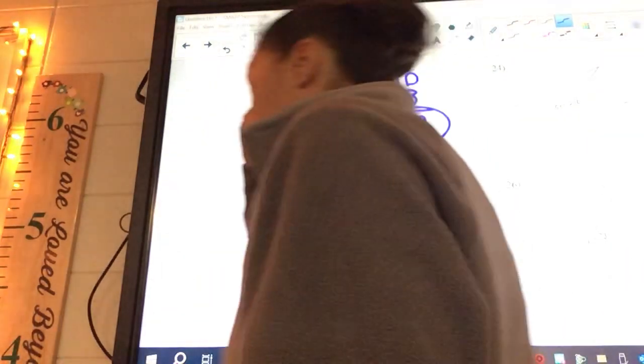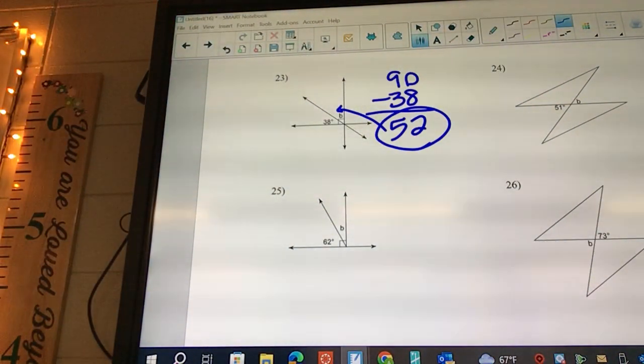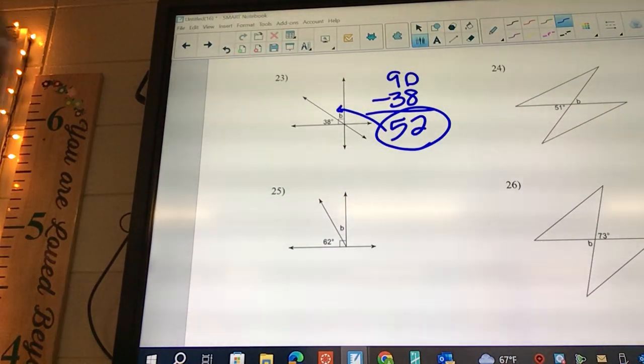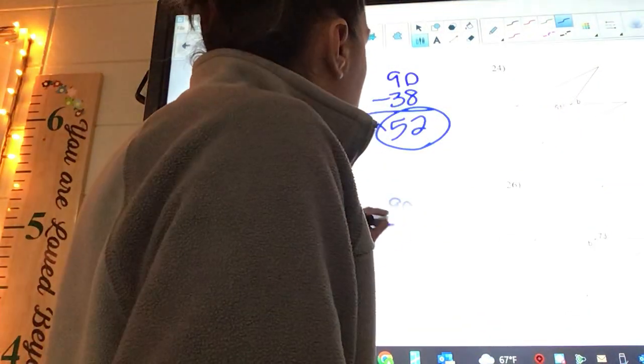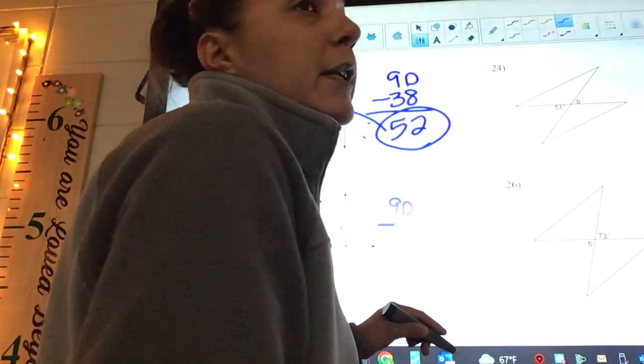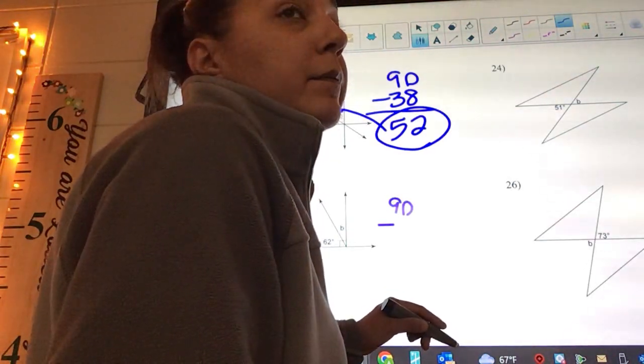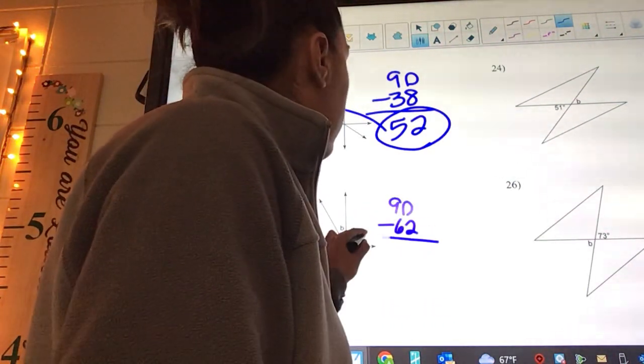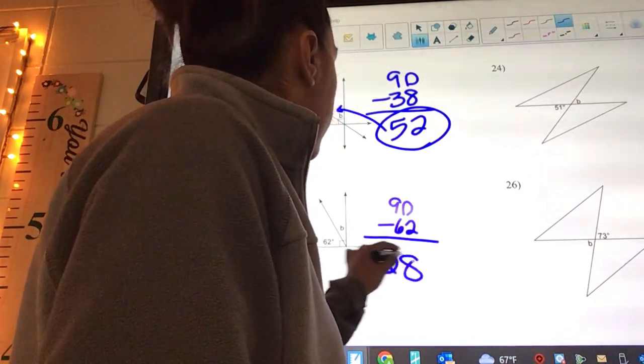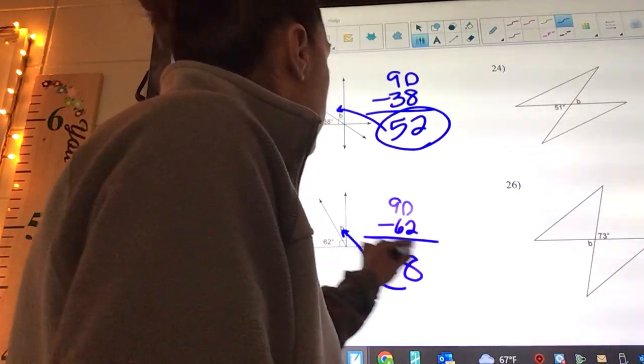Okay, 25, are we doing 90, 180, 360, or equals? 90, so you're going to say 90 minus what? 90 minus what? 62. 28? Yeah. Okay, so that one is going to be 28.